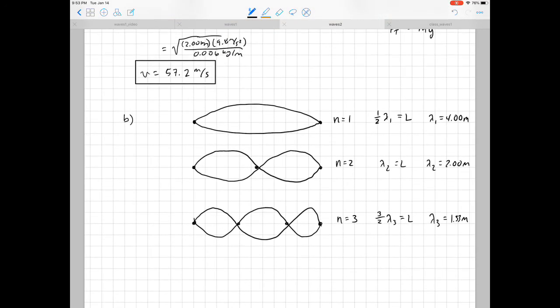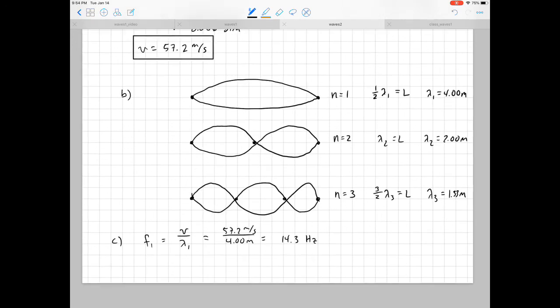And I'm almost out of space, but I think we can fit it in. For part C, I want the frequencies that correspond to these first 3 normal modes. And so we've got f1 equals the speed of the wave divided by lambda 1. So that's going to be 57.2 meters per second divided by our 4 meters. So that's about 14.3 hertz, or inverse seconds.